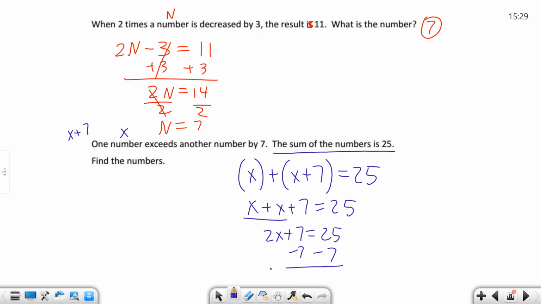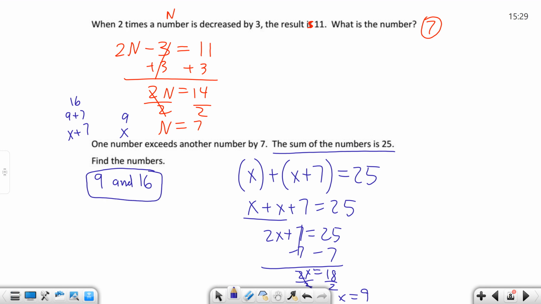I'm going to subtract 7, which I could have done on the last step. 2x equals what? 18. And then divide by 2. So then what does x equal here? 9. So find the numbers. 9, and if x is 9, this number is 9. This number is 9 plus 7, which is what? 16. So my two numbers are 9 and 16.